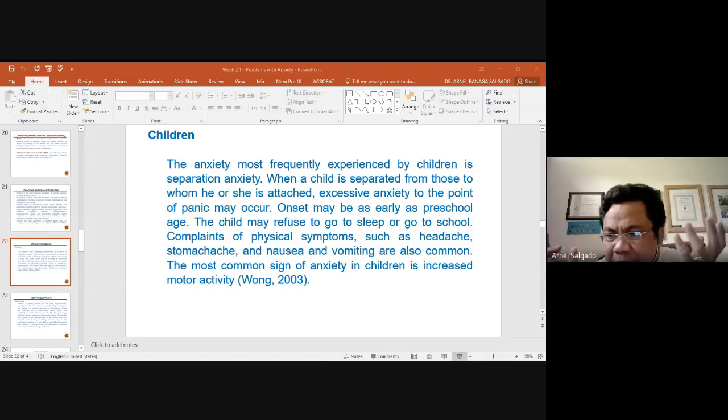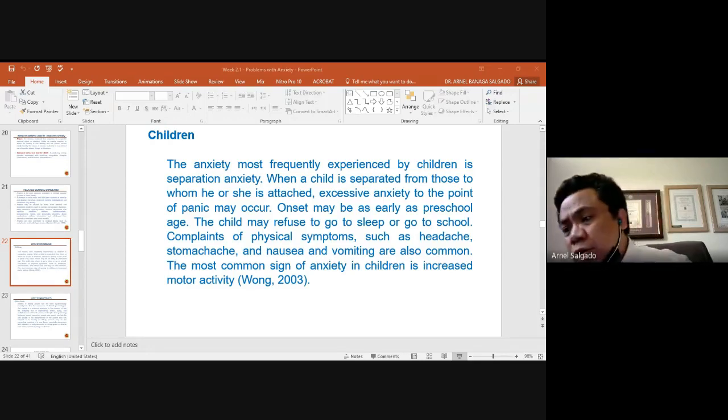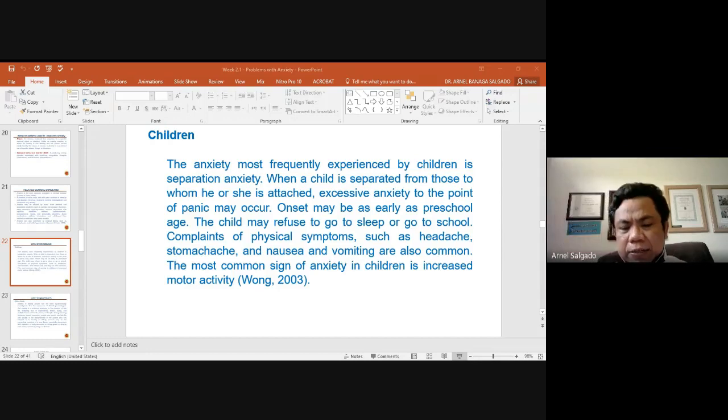The most common sign of anxiety in children will be increased motor activity. You could always look at this. They would show rigidity. They would be having what we call hyperactivity. But seldom does it become pathologic in nature. That's the thing. All right. Moving forward, older adults. Let's proceed on the older adults.